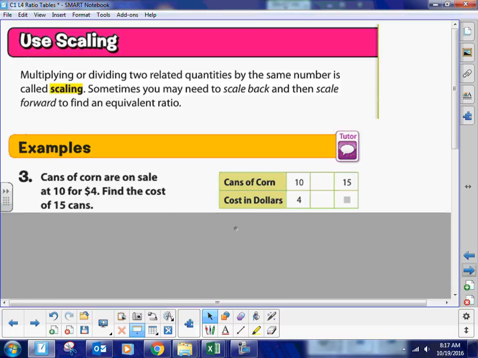Example. Cans of corn are on sale at 10 for $4. Find the cost of 15 cans. Okay?